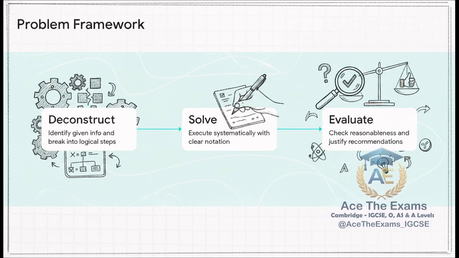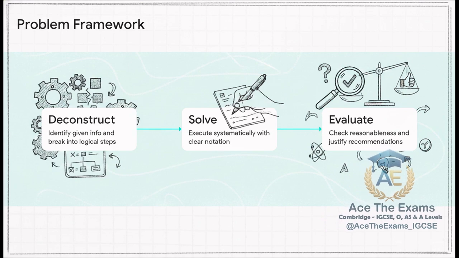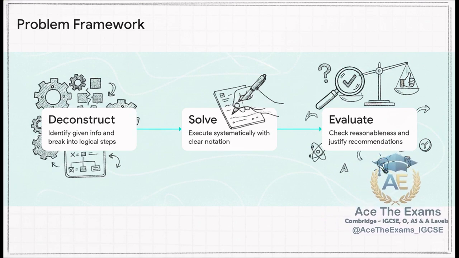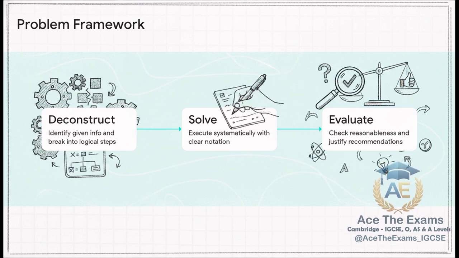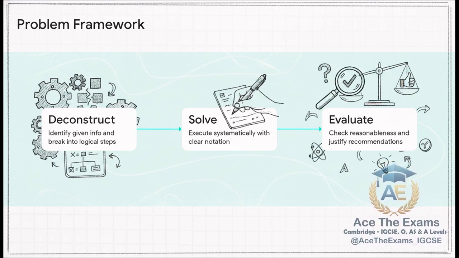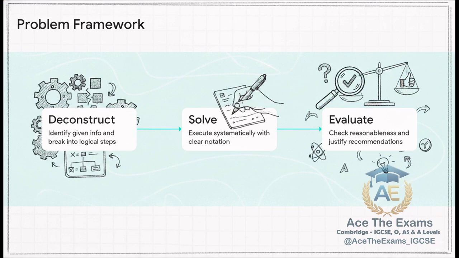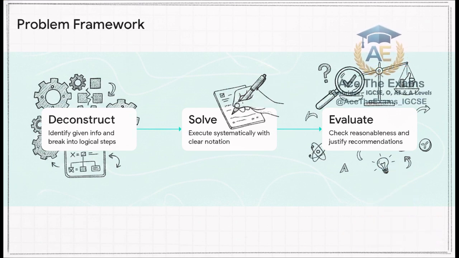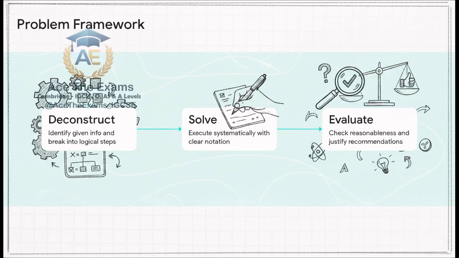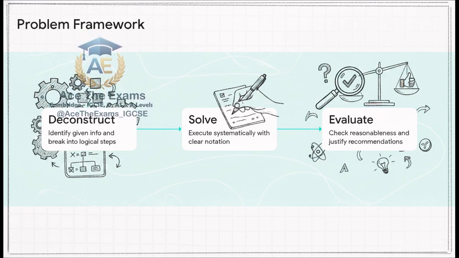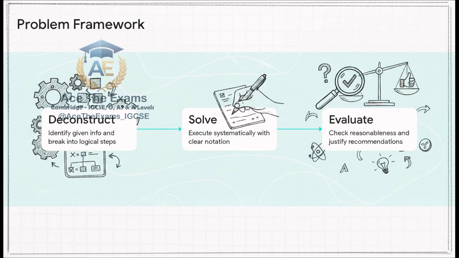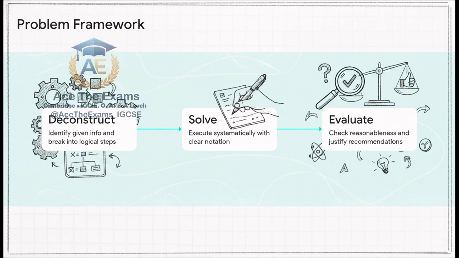Step 1, deconstruct. This is where command word decoding happens. You identify exactly what the examiner is asking, extract the givens, and break the massive problem into logical steps. Step 2, solve. You execute those steps using the PEEL framework we discussed, applying clear notation and the correct terminology. And finally, step 3, evaluate. This ties directly into your time management matrix. You look at the marks available, look at the answer you just got, and ask yourself if it makes physical sense within the time you've spent.